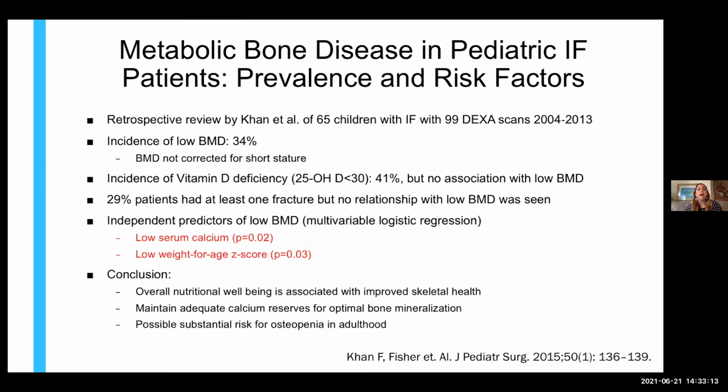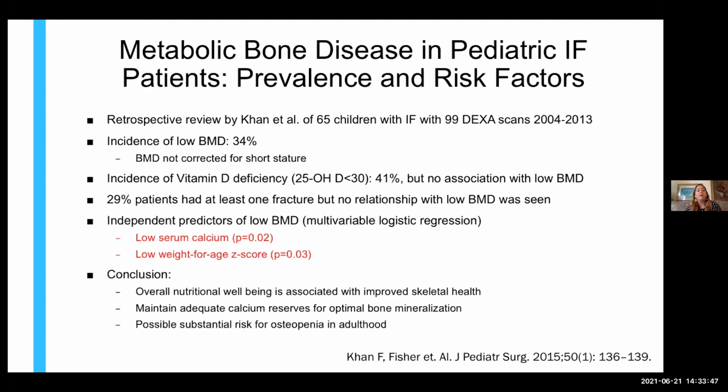Another study looked at DEXA scans in 65 children over a 9-year period. They found that 34% of the children had low bone mineral density. One important note is that they did not correct those Z-scores for short stature. As I mentioned before, we need to do that. So there might be a limitation here in how accurate this incidence really was. They found that 41% of the children had vitamin D deficiency, but again, no association was seen with low bone mineral density. Another interesting finding is that 29% of the patients had at least one fracture, but that did not correlate with low bone mineral density either.